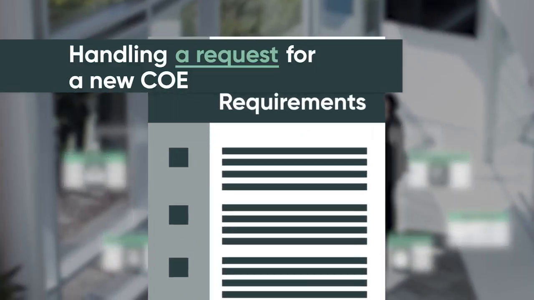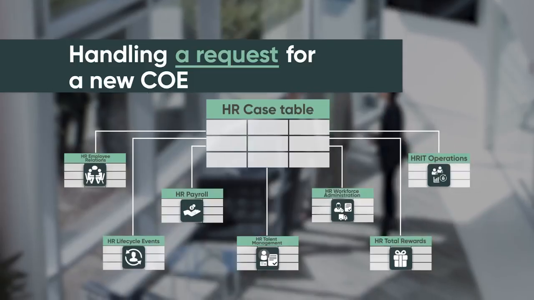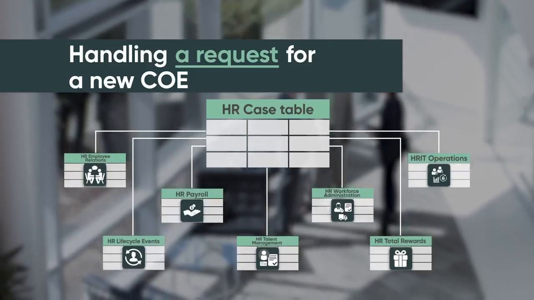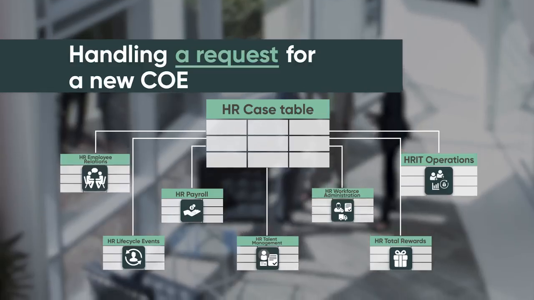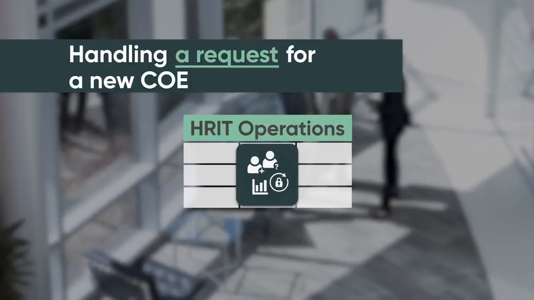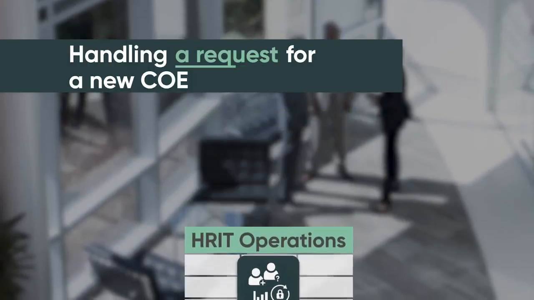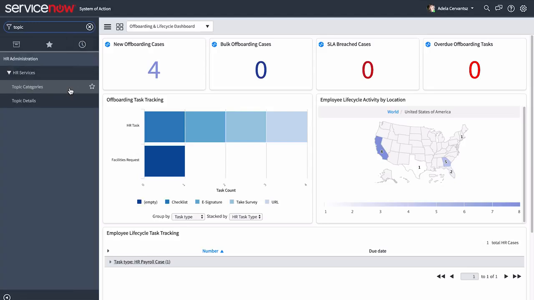A business unit would like to offer services to its employees for submitting policy and compliance inquiries. Typically, requests around policy and compliance are handled by either HR Operations or Employee Relations. Let's say for this example, the HR Operations group handles these types of requests. This can easily be configured in the delivered COE model.